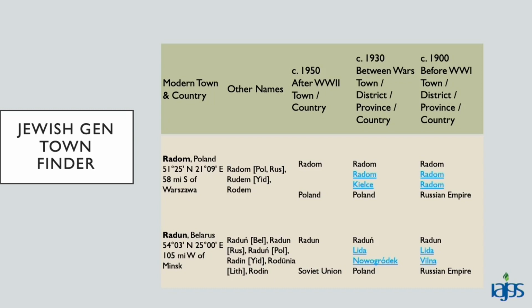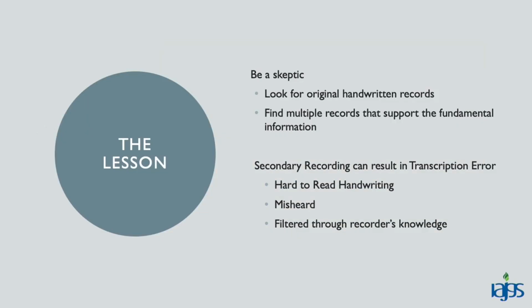So there's a lesson in this. Be a skeptic. Don't take everything at face value. You're going to want to look for multiple records that support the key conclusions, like where are they from? And if you have some that say Radom and others that say Radon, you want to probe. You want to look for original handwritten records.